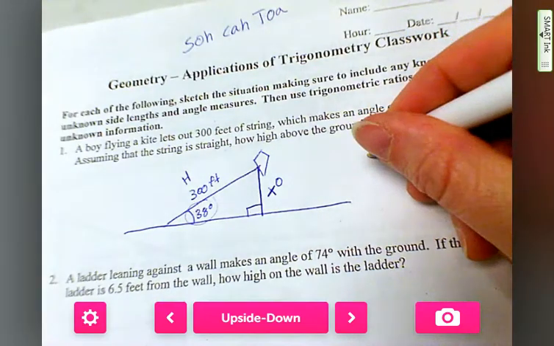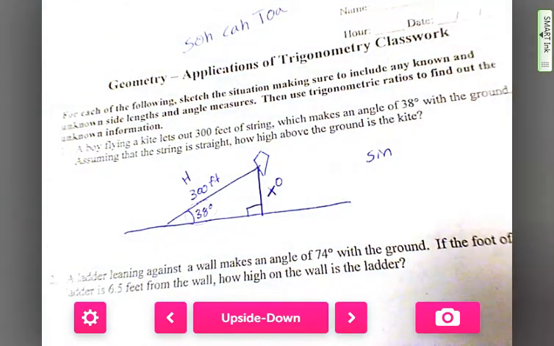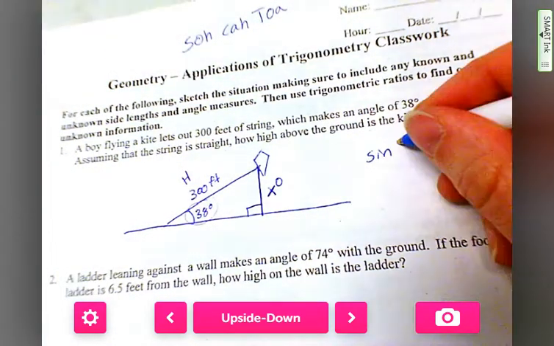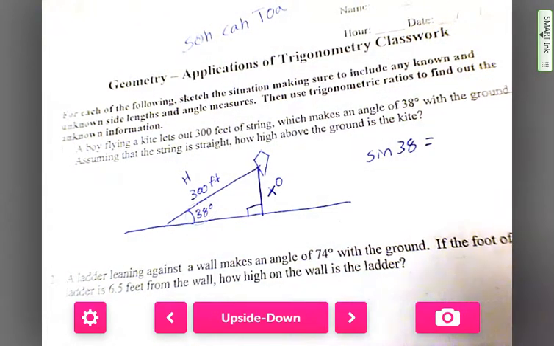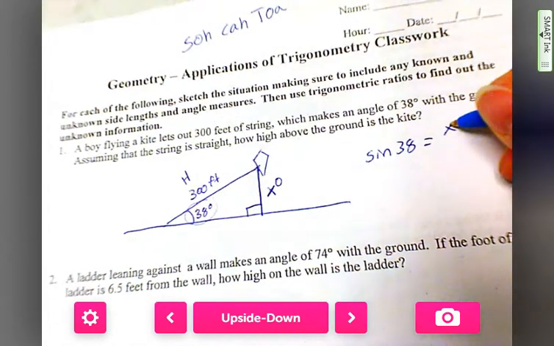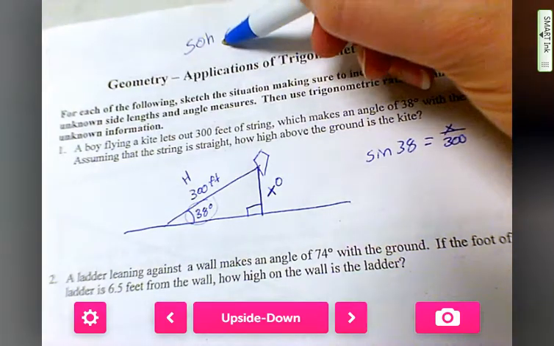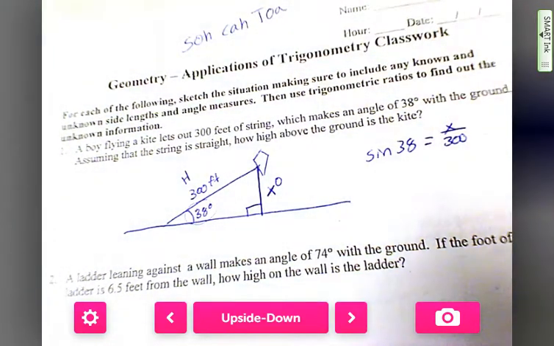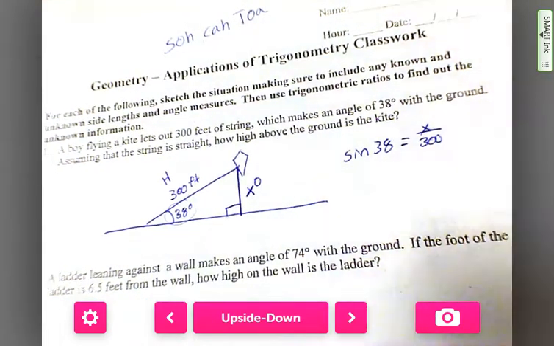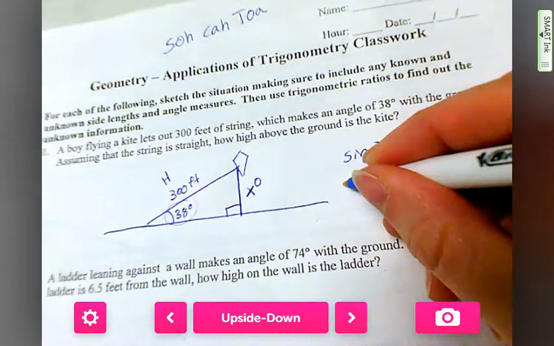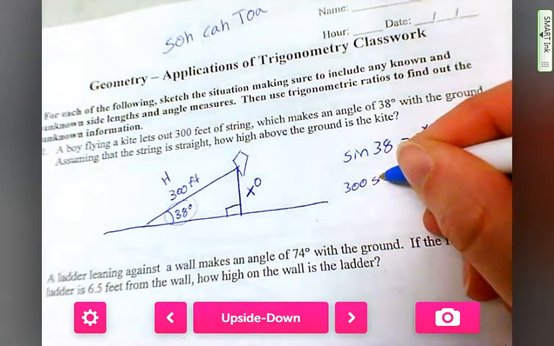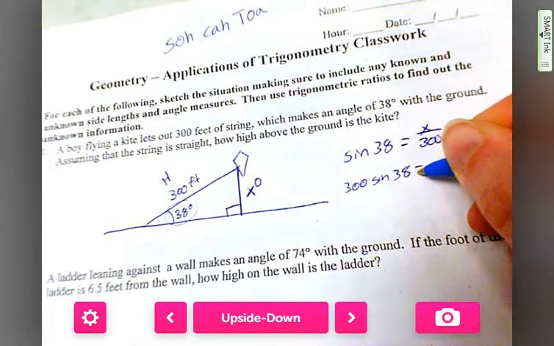So we're going to go sine, and what's my angle that I'm looking at? 38 equals what? X over 300, right? Opposite over hypotenuse. So far, so good? Okay. How am I going to get x by itself? I'm going to times it by what? 300. So 300 sine 38 equals x.